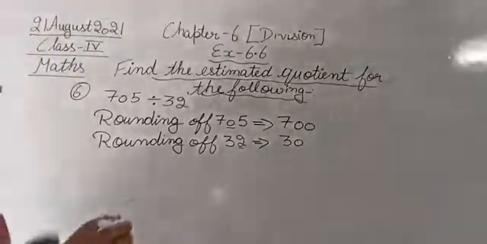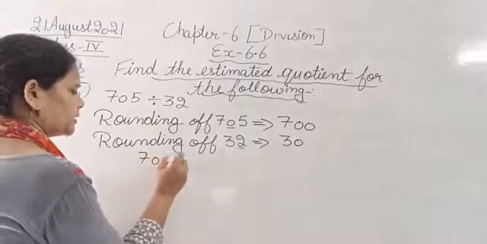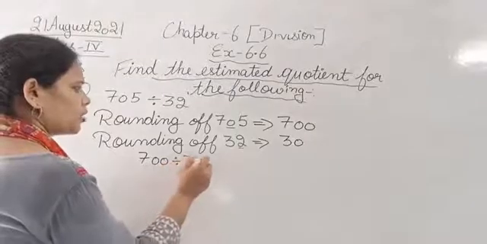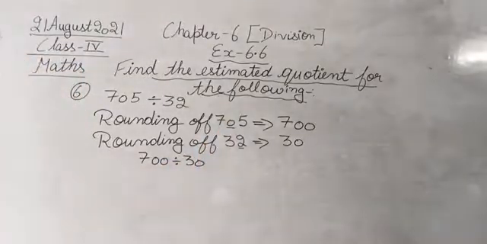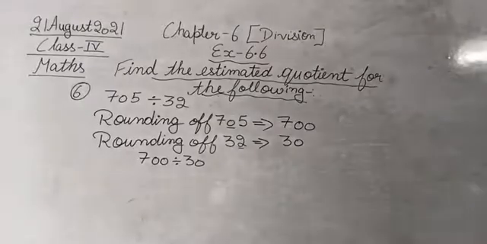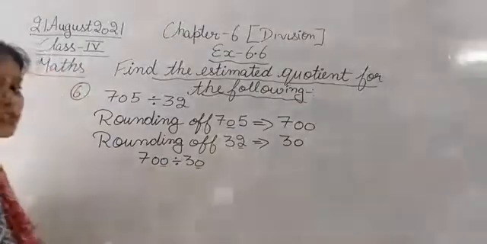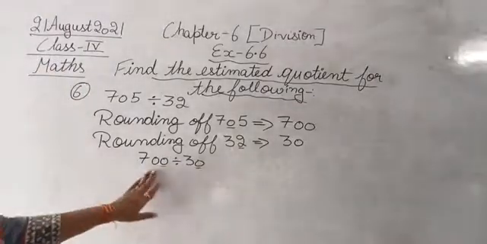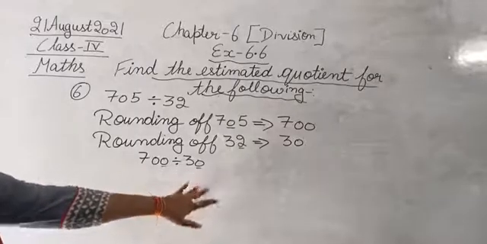Now we have the numbers 700 divided by 30. So after rounding off, 705 divided by 32 becomes 700 divided by 30. Okay, again let's pick out the common zeros from these two numbers. There are 2 zeros in this one and 1 zero in this one. So we will pick out the common zeros, one from here and one from here.